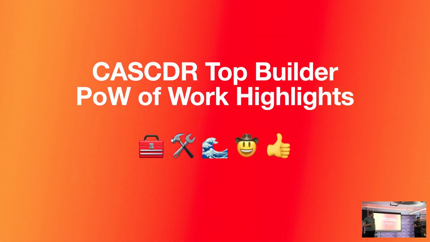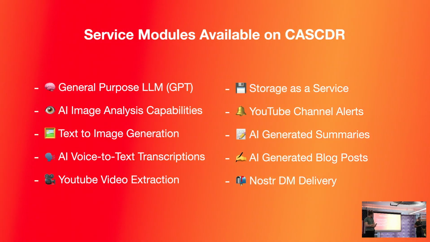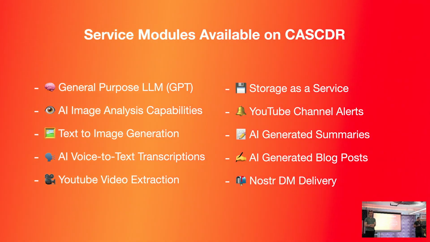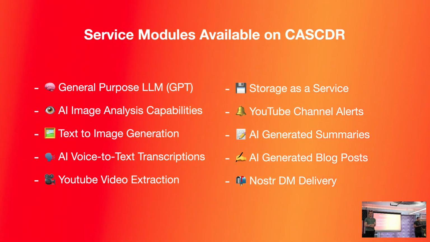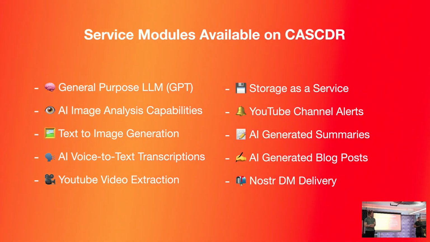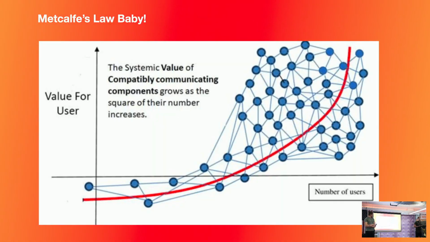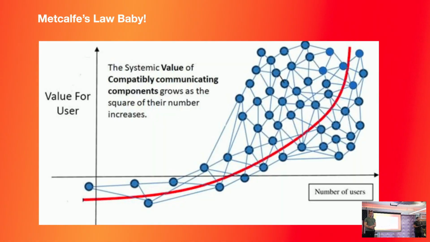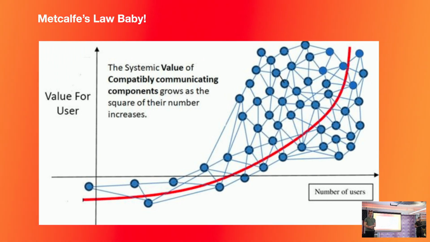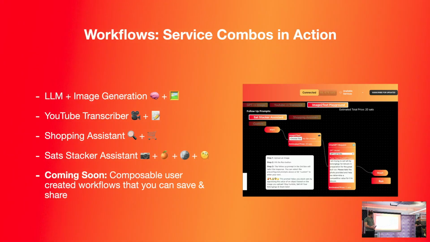Let's dig into the specifics on Top Builder Proof of Work. During the course of the project, we were able to make 10 plus Cascader services that are modules, from generative AI to scraping, Nostr delivery, and posting capabilities, and AI generated summaries and blog posts. We found tons of ways to create value. And the reason why we focused on the module aspect of this is very simple. It's Metcalfe's law. With each new service that we add, the possibilities grow at a parabolic rate, and we're able to create value in new and unique ways.